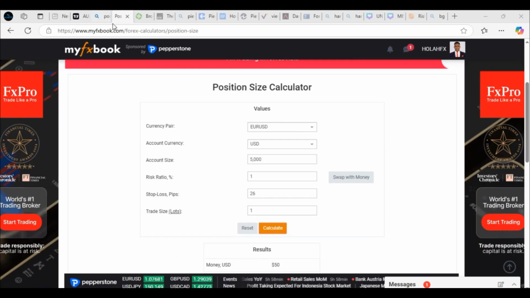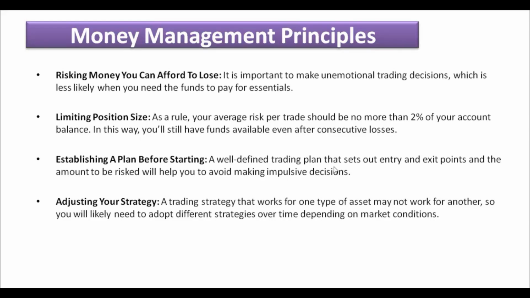Make sure that this is open before you start trading at all. You can see it's always on my tab. Each time I want to trade, I have to calculate my risk first before I enter any trade, guys. So this is how you're going to be doing your calculation as well.